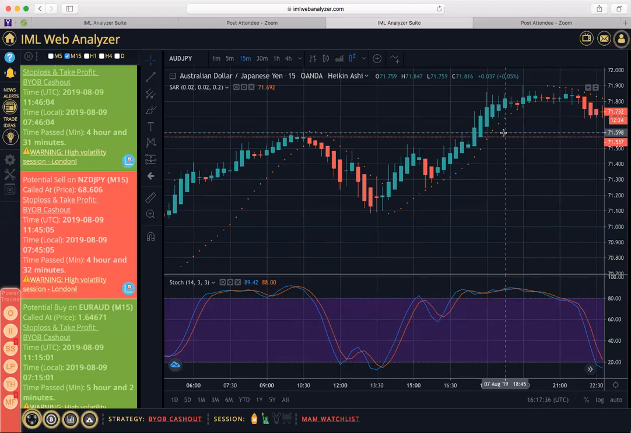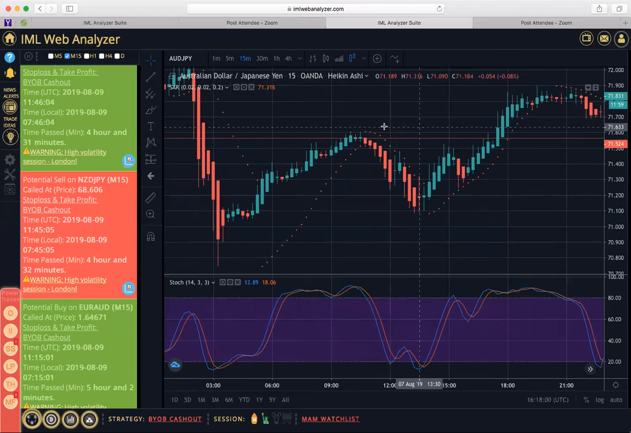Your rules: use market execution. On your MetaTrader 4, you enter market execution. Your stop loss is below the PSAR for a buy. It is above the PSAR for a sell. The reason for this is because you want to make sure that you have enough room for the reversal, the market correction. So you want to definitely make sure you have enough room for that.